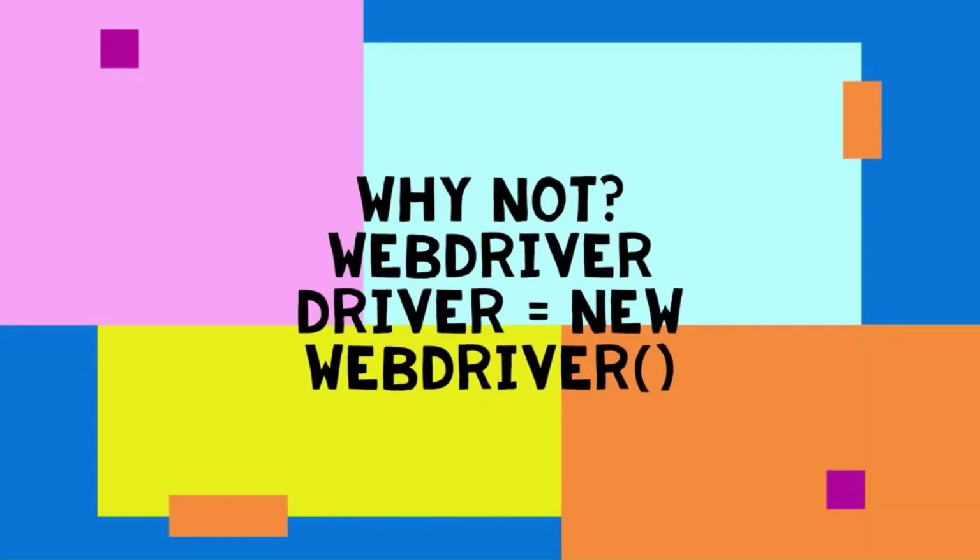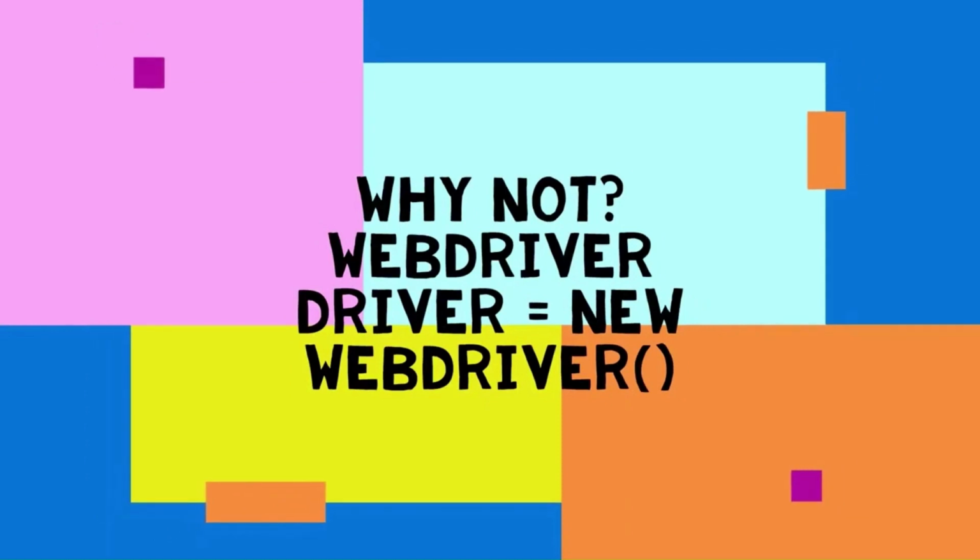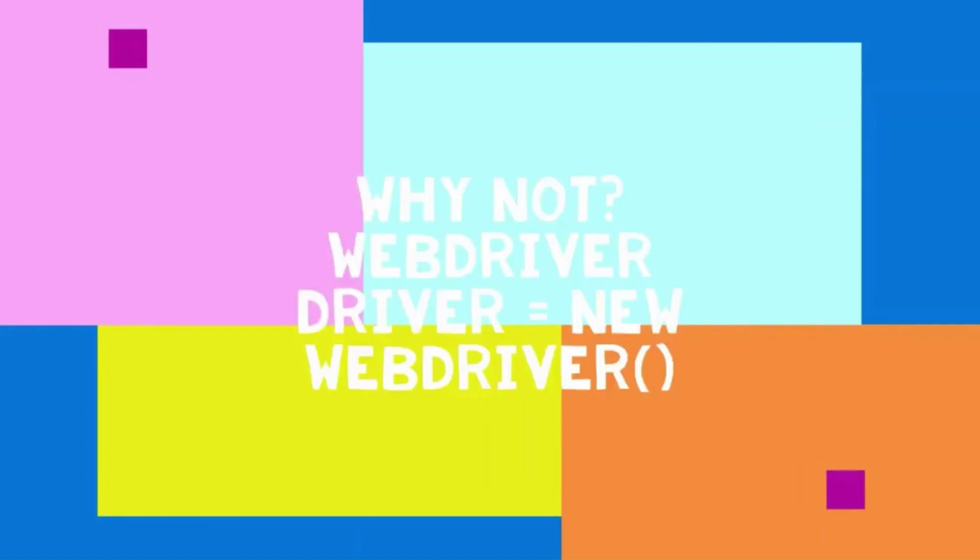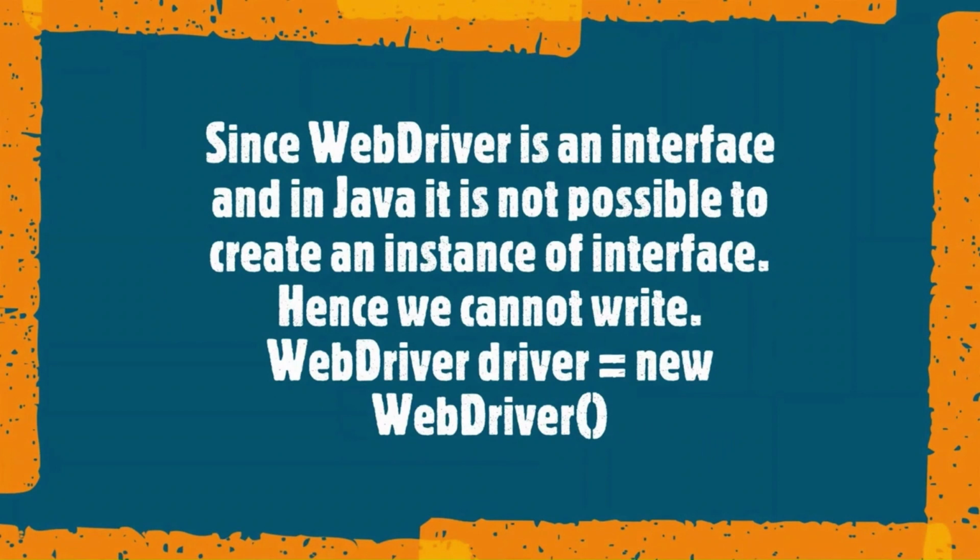Let's start with the first one. Why we don't write WebDriver driver is equals to new WebDriver. Since WebDriver is an interface, and in Java it is not possible to create an instance of an interface, hence we cannot write WebDriver driver is equals to new WebDriver.